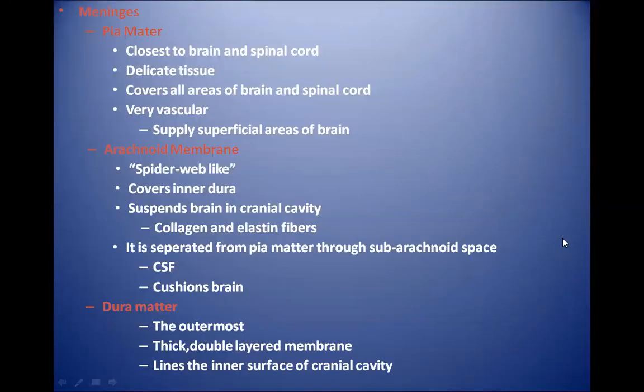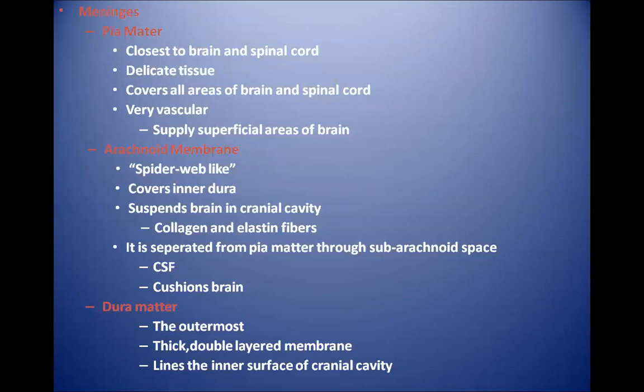Then next, what is pia mater? So this pia mater is closest to the brain and spinal cord. ये सबसे brain और spinal cord के closest होता है. It is a delicate tissue. ये जो tissues है, इससे ये बना होता है, that is a delicate tissue. It covers all areas of the brain and spinal cord. ये हमारे brain और spinal cord के all areas को cover करता है. Very vascular, इसकी जो वेस्कुलैरिटी होती है वो बहुत ज्यादा होती है. It supplies the superficial area of the brain and it will be present in the superficial area of the brain, क्योंकि ये जो मेनिंजेस में जो पायामेटर है वो ऊपर आउटर कवरिंग है, सॉरी इनर कवरिंग है.